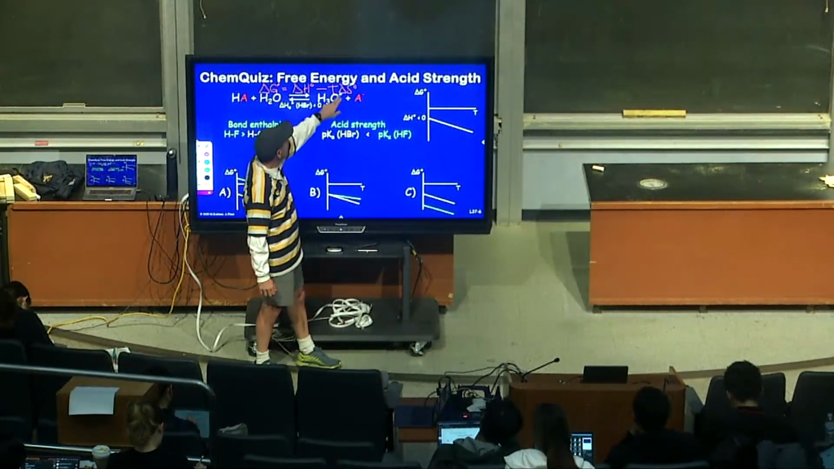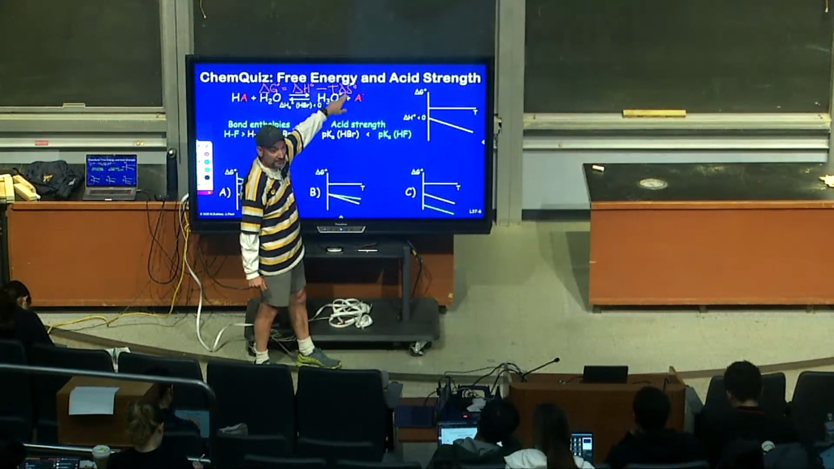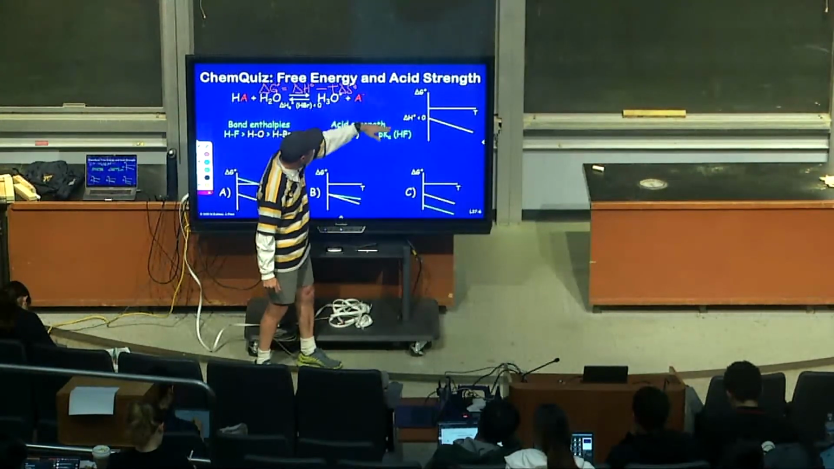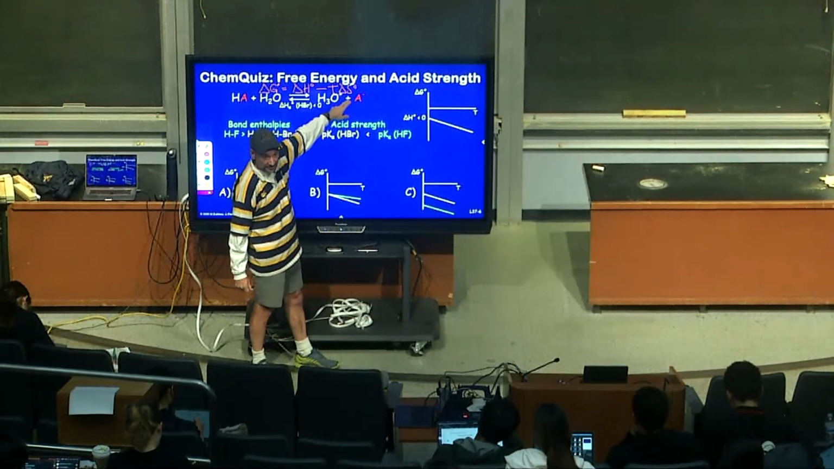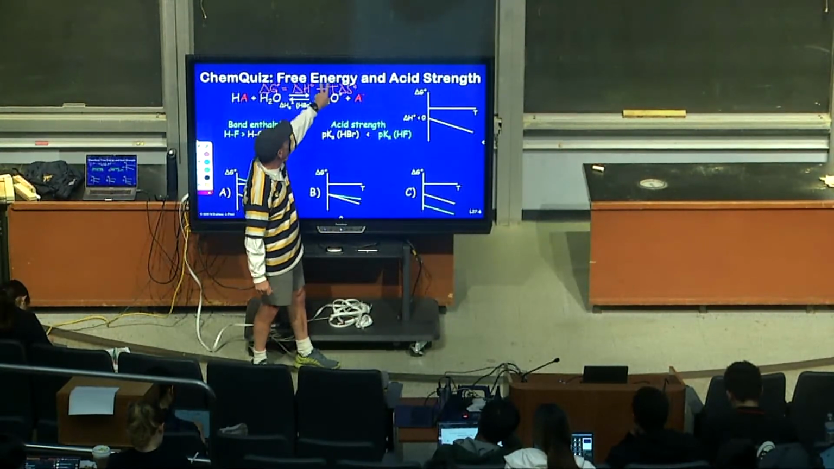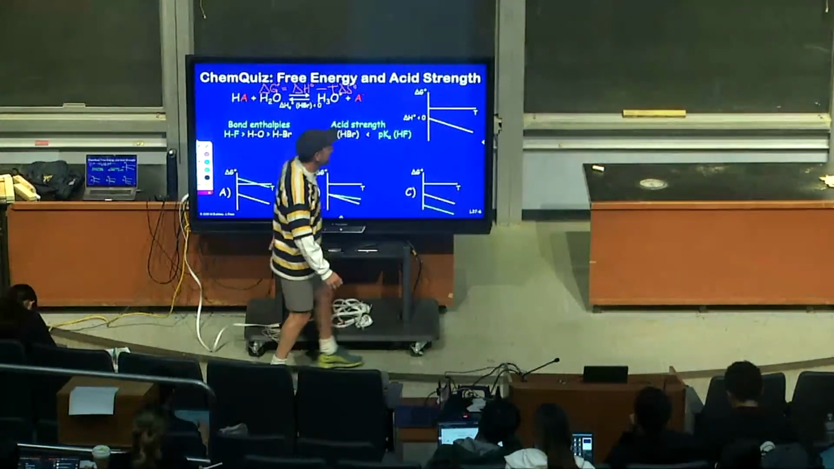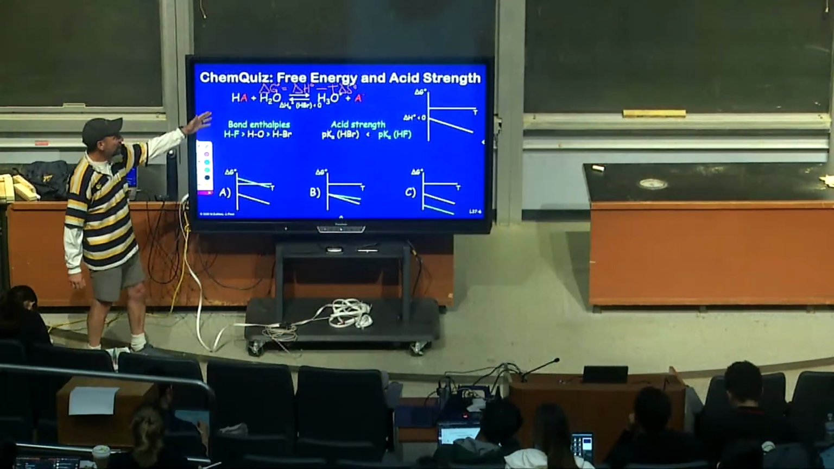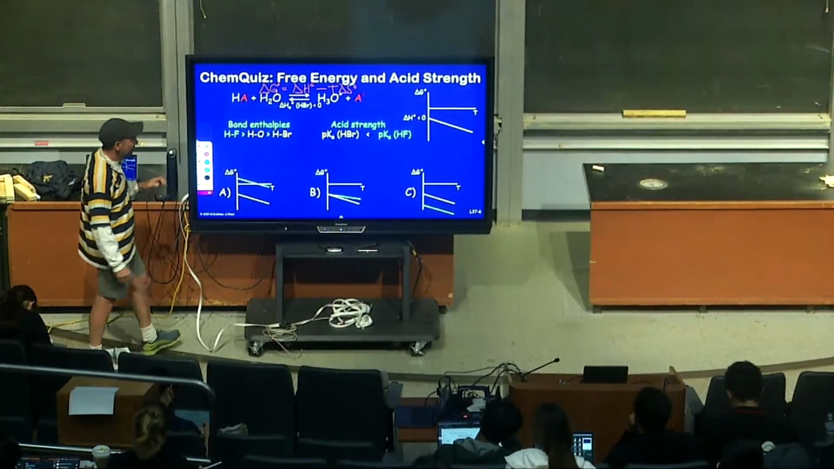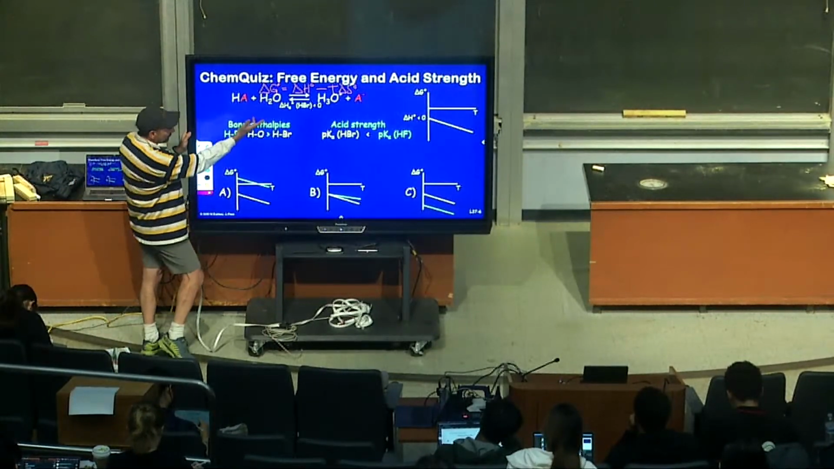So how do you get a negative slope? Well, for a negative slope, ΔS better be positive. T's are always positive. So for minus TΔS to be negative, ΔS has to be positive. So you can read those two things off the plot for this one. And we want to plot the other one, HF.